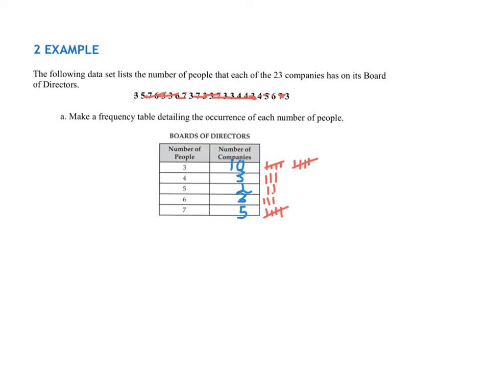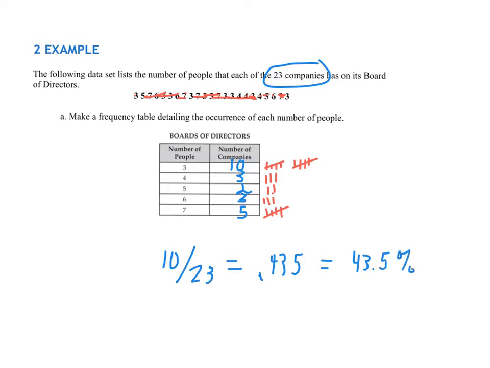To do this, we just take the number of companies divided by the total, which in this case was 23. So for this first percentage, I would do 10 divided by 23, which is 0.435. And in terms of percent, this is 43.5%. So I'll jot that down up here.